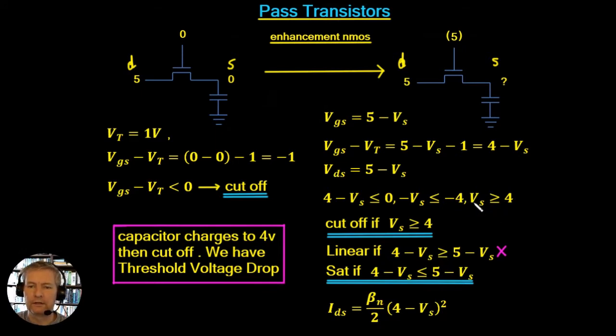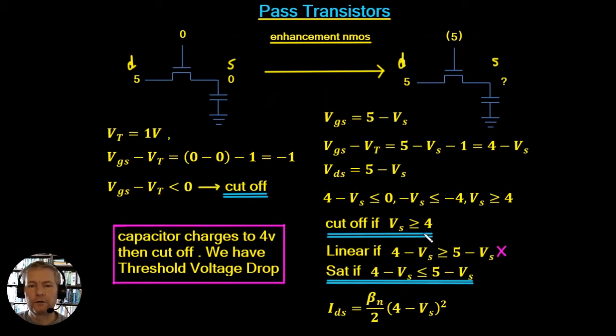Now just be careful with your greater than and less than signs here, because whenever you multiply throughout this inequality by minus 1, you change the sign, so it changes from less than or equal to, to greater than or equal to. So if this voltage at this side rises above 4 volts, then the device cuts off and no more current flows. So it's cut off if VS is greater than or equal to 4 volts.